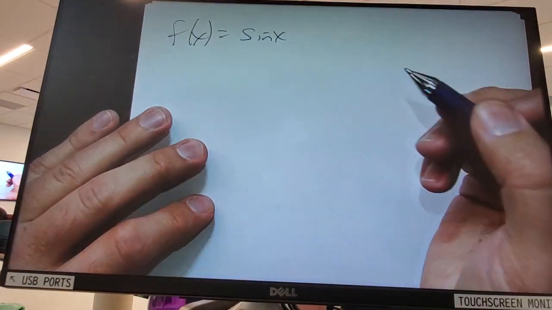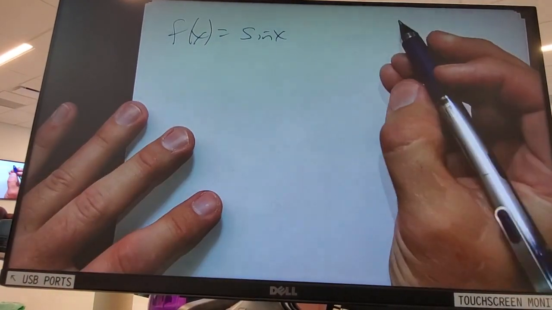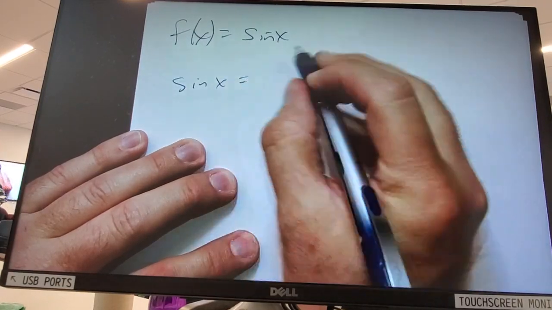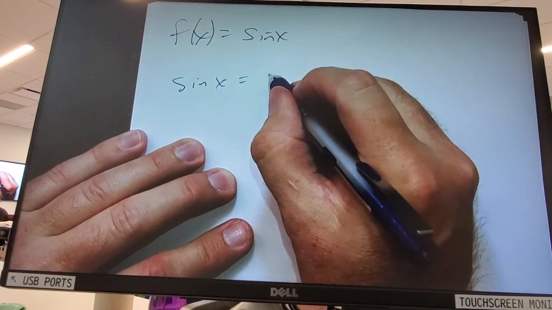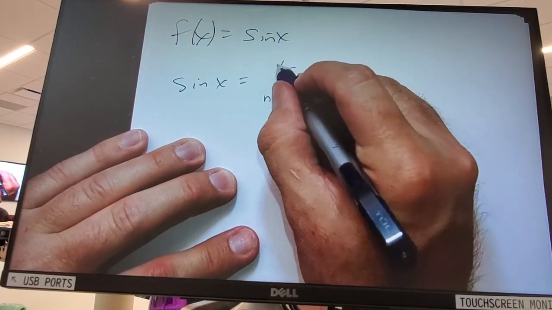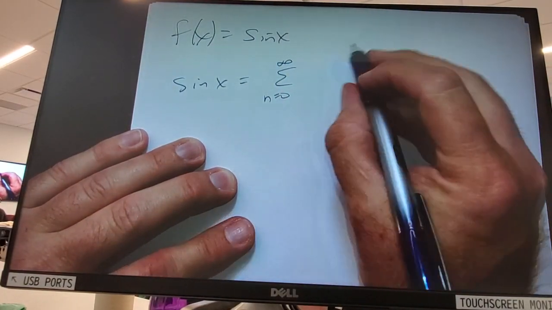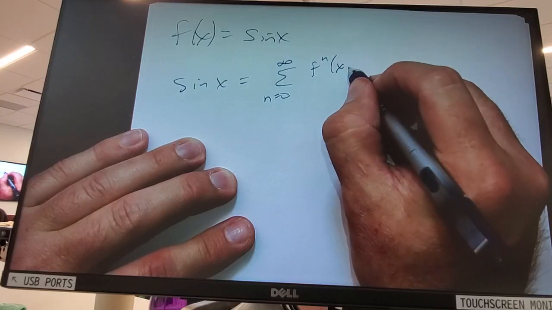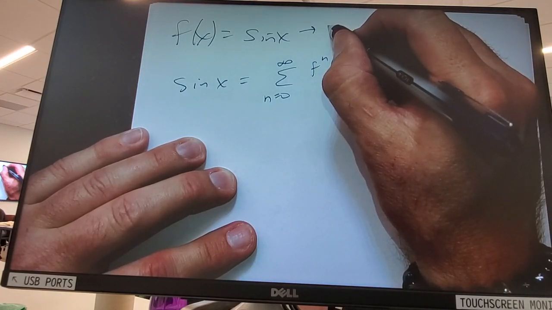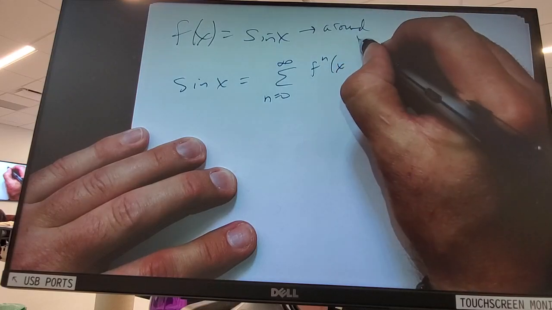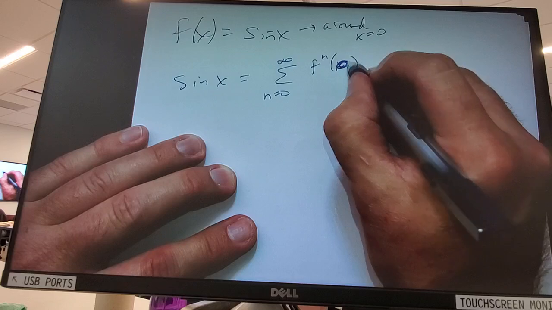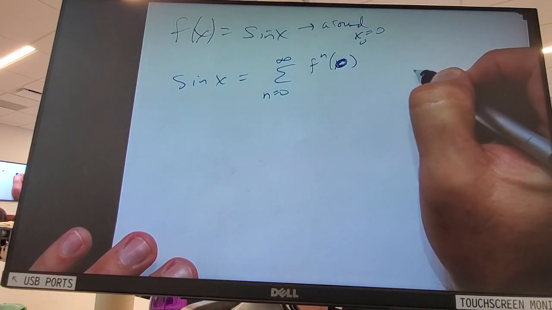So, how does this process work? Well, let me write down what we want. I want to be able to write sine x as this. Let's write it down like this first. Well, let me make this clear. I'm going to do this around x equals 0. So our x naught is 0. Is that cool?